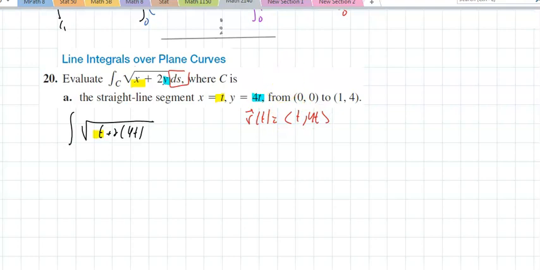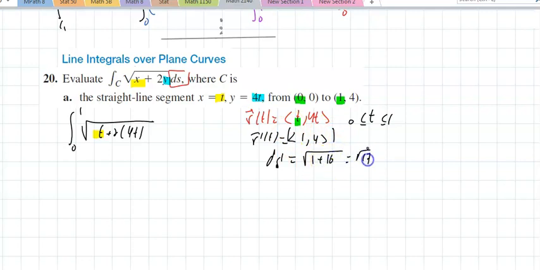And since I'm letting x equal t, guess what? I figure out that t varies between 0 and 1. And what is ds? I need r prime of t, that is 1, 4. And ds is simply the magnitude of r prime of t, that's the square root of 1 plus 16, radical 17, if I'm not mistaken. And there it is. That's going to be the integral. Radical 17 is a constant from 0 to 1.